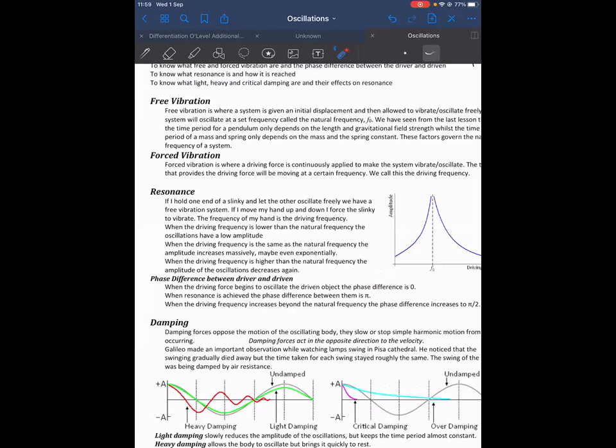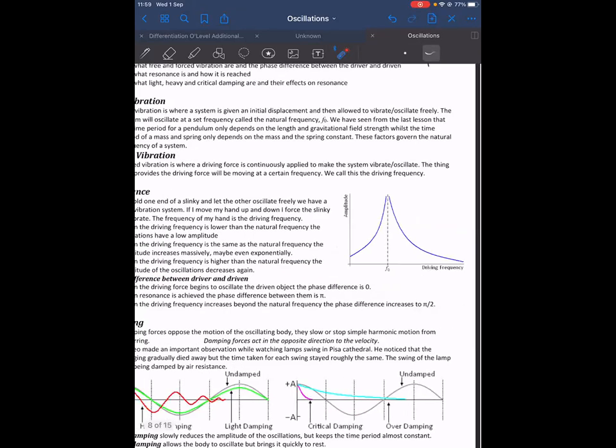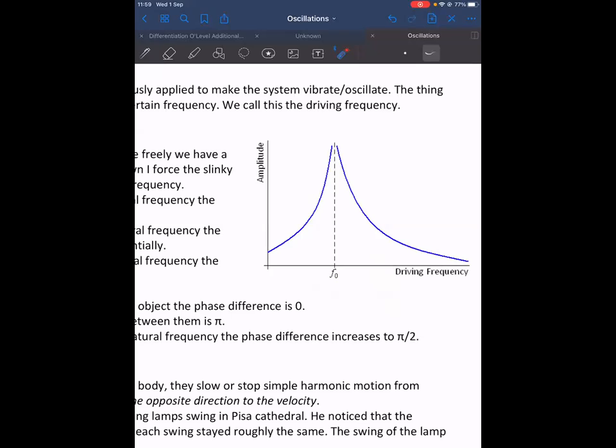When the driving frequency is higher than the natural frequency, the amplitude of the oscillation decreases. If your driving frequency exceeds the natural frequency, then your amplitude again decreases exponentially, and the more it exceeds the natural frequency, the lower the amplitude of the system will be.